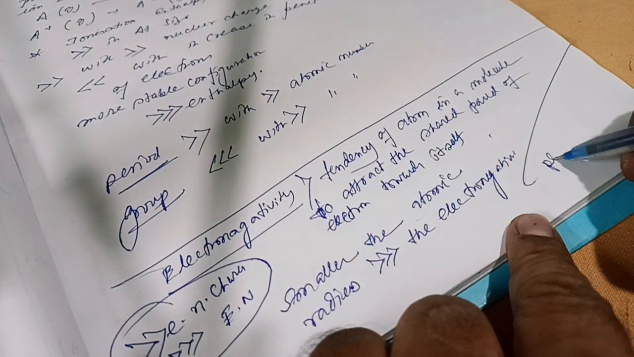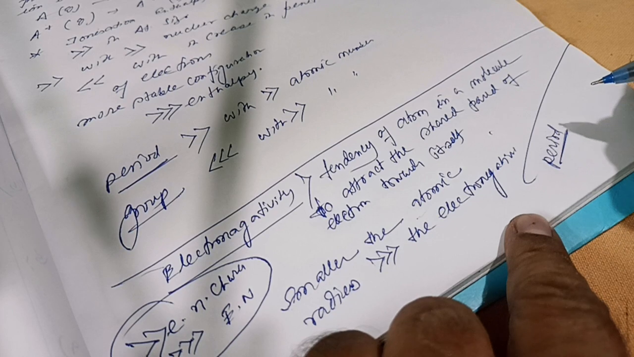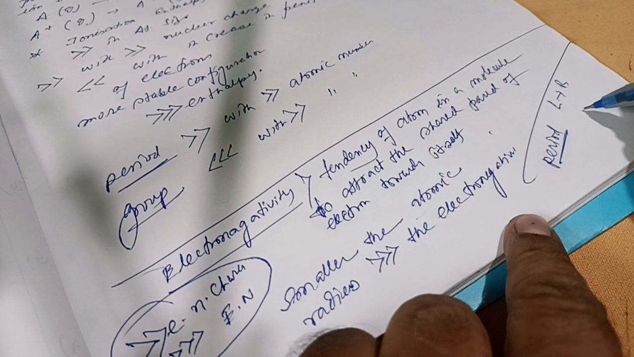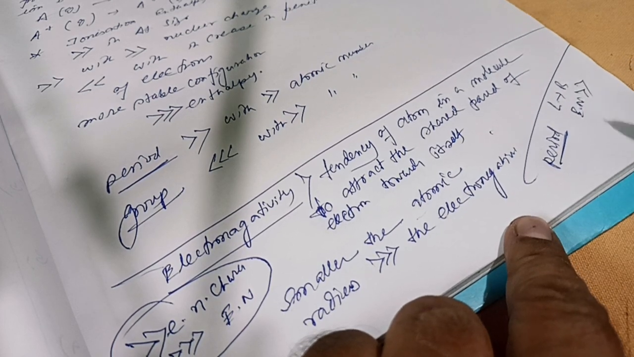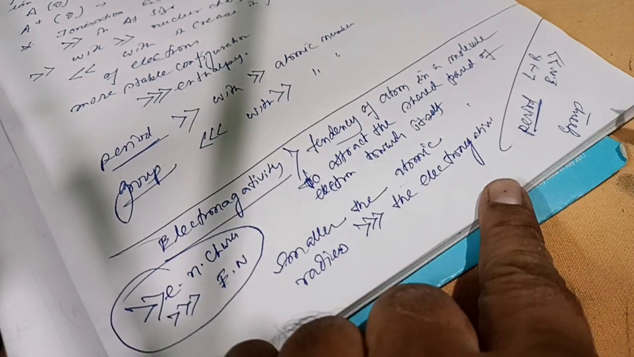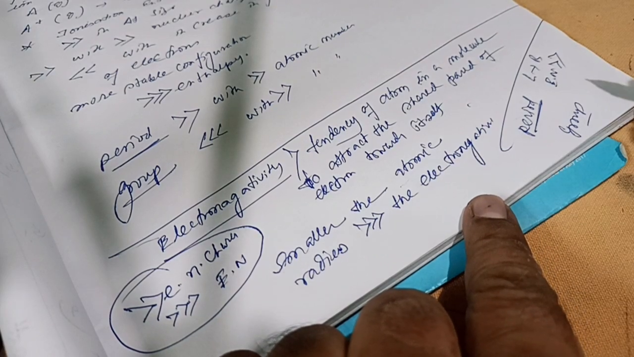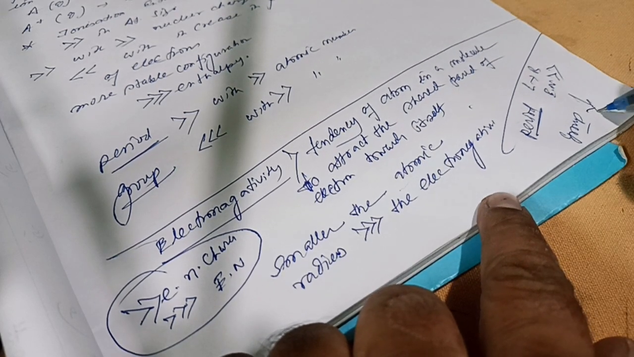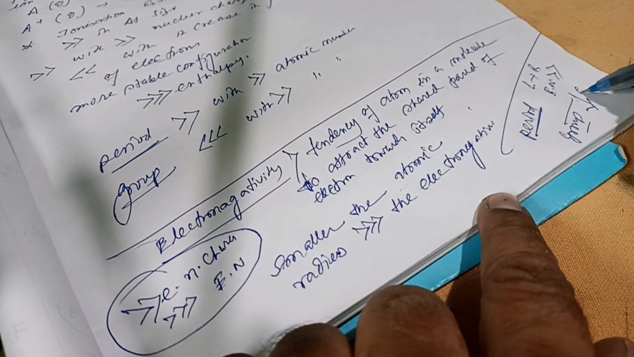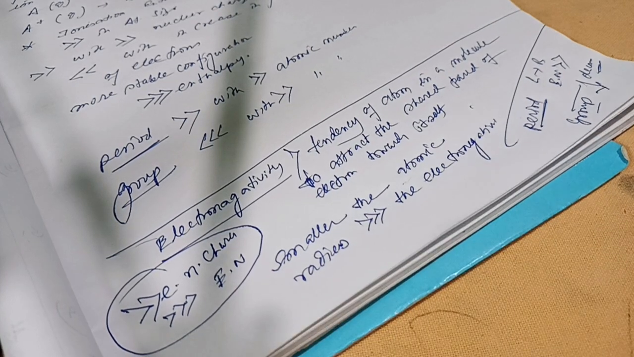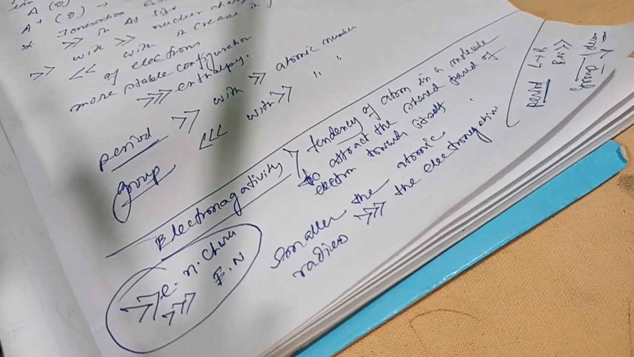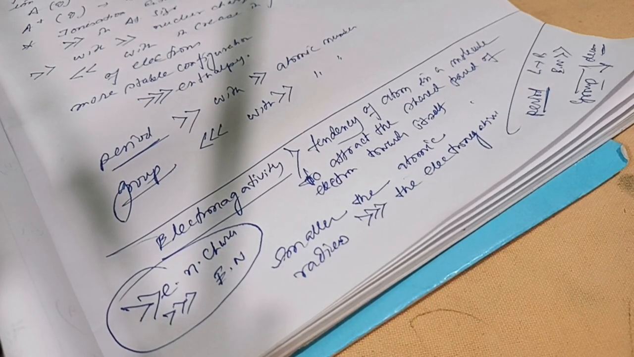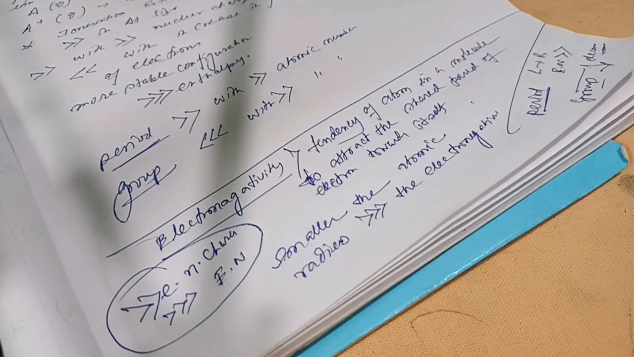Electronegativity in a period increases on moving from left to right. In a group, it decreases on moving down the group. So this is the trend of electronegativity. You have to memorize, or rather understand, this trend of electronegativity in the periodic table.